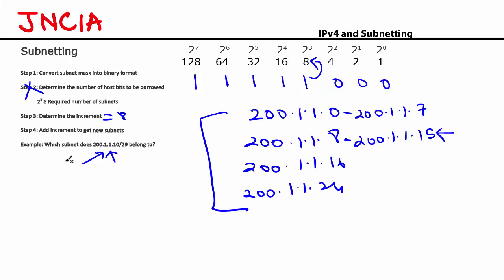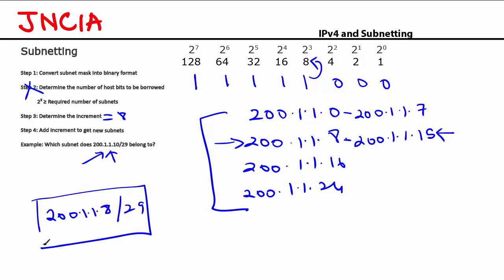So the question was, which subnet does 200.1.1.10/29 belong to? The answer is this one here, 200.1.1.8/29. That's the subnet to which that IP address belongs. That was really simple, isn't it? We've now completed all the examples of subnetting. I found it really interesting to teach you subnetting. I'm really confident that you now find subnetting to be an interesting topic.